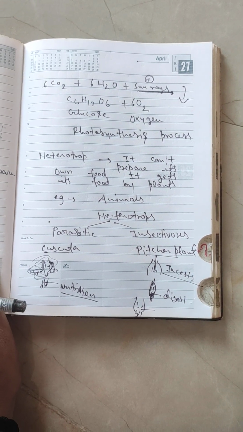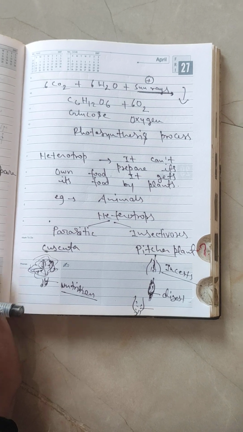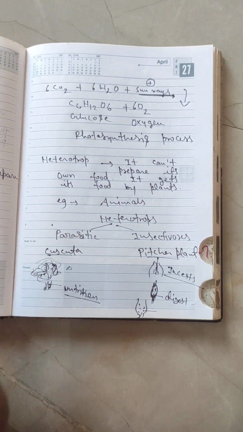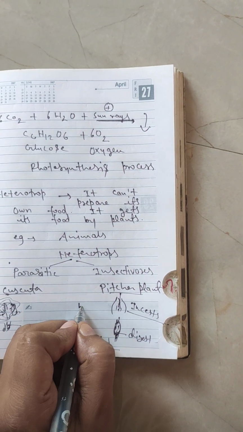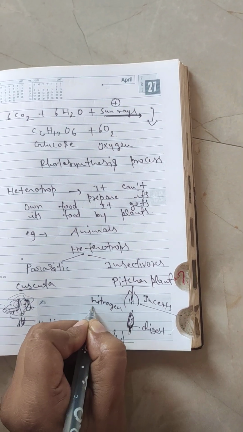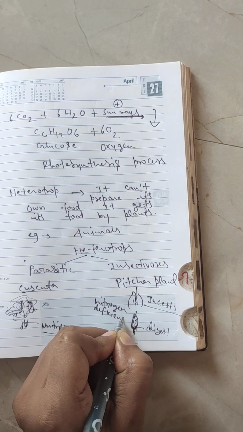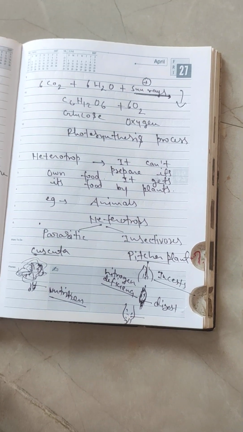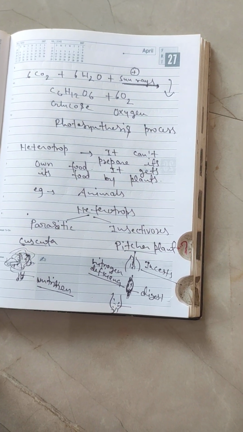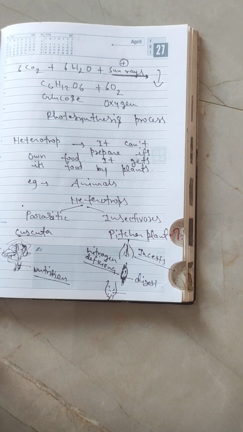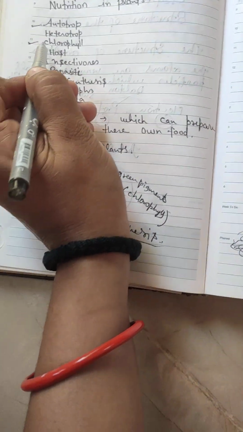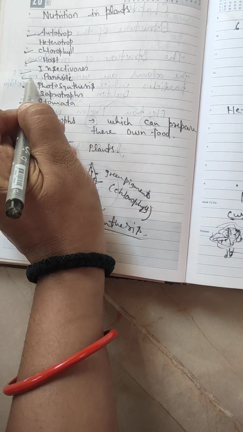Parasitic and insectivorous plants. A parasitic plant just stays on its host and takes nutrition from the host plant. And insectivorous plants take insects because they have a nitrogen deficiency. Insects have lots of nitrogen inside them. So the pitcher plant takes the insects and fulfills its nitrogen deficiency. So now we have completed host, insectivorous plant and parasitic plant.